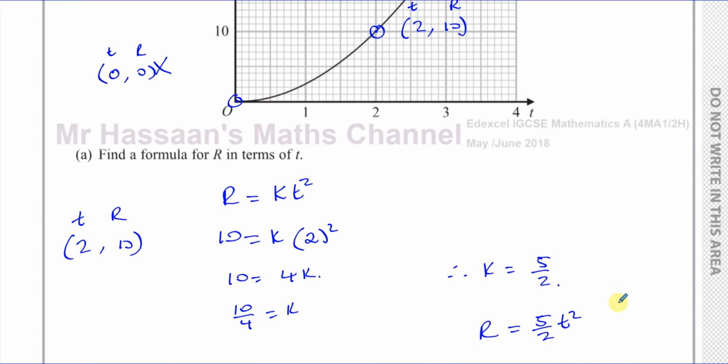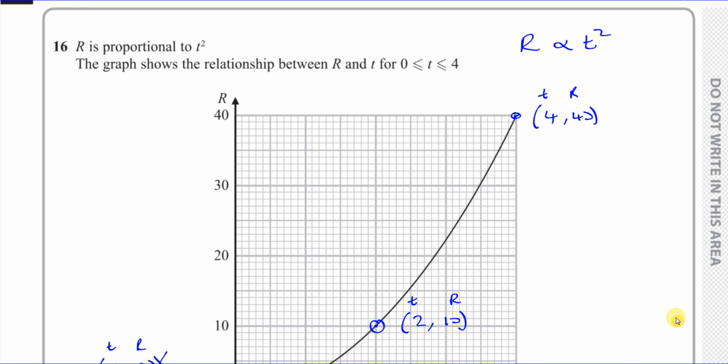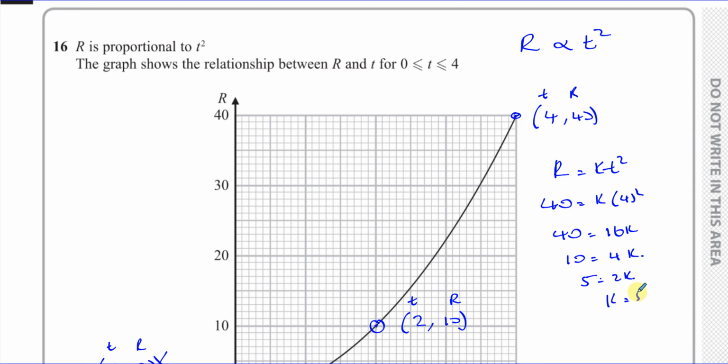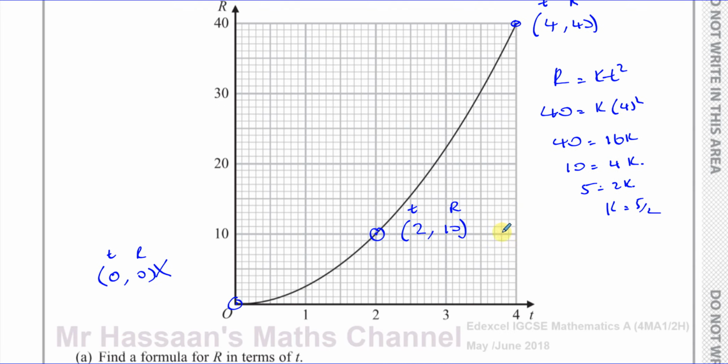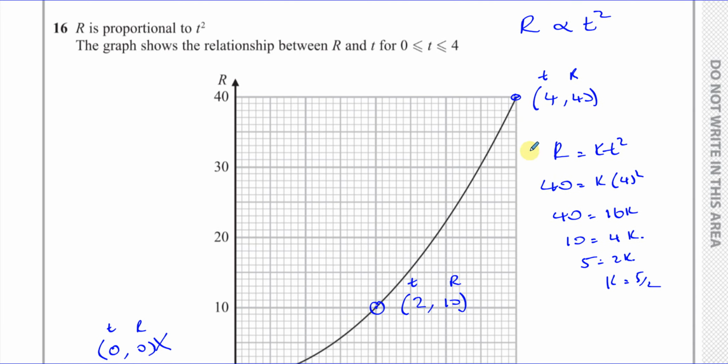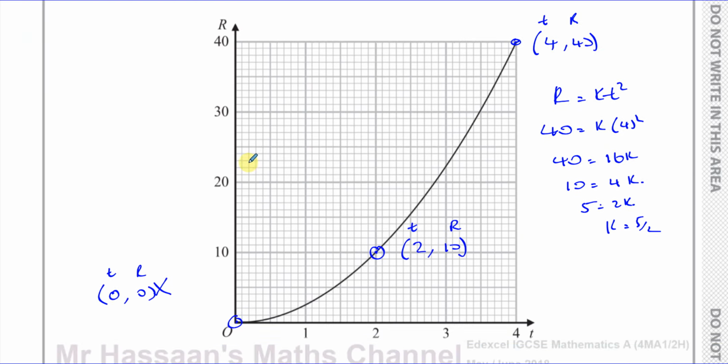And there's the answer. If we had used 4 and 40, we can see it would still work. We'll have R equals K times T squared. 40 equals K times 4 squared. So we have 40 is equal to 16 times K. If you divide both sides by 4, you have 10 equals 4K. In fact, we're going to divide it by 8. We'll have 5 equals 2K. So K equals 5 over 2. Exactly the same value of K. So it doesn't matter as long as you use points which go through exact values so you can read them accurately. So that's part A of question 16.